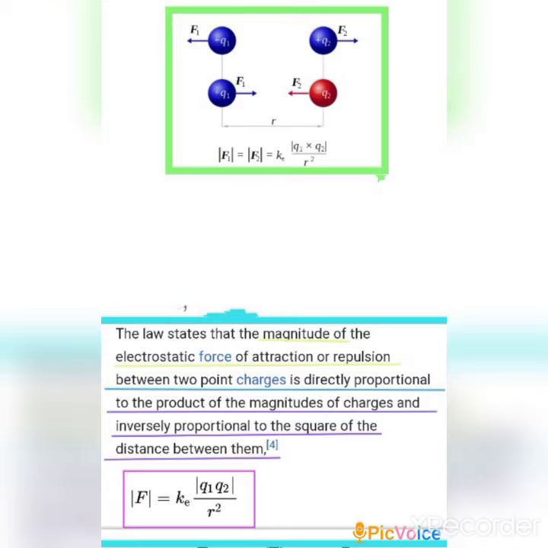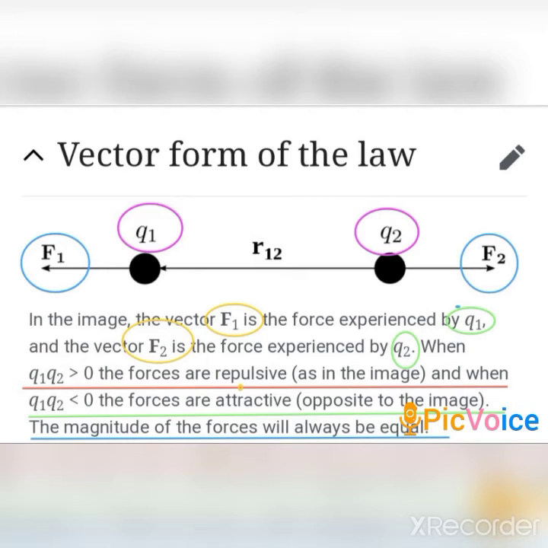So we can say that this force is directly proportional to the product of the magnitudes of the charges. Product of the magnitudes of charges means plus q and plus q, or plus q and minus q. These are the magnitudes of the charges. The second law says that the force is inversely proportional to the square of the distance between them, that is, between the two charges. In vector form, F1 is the force exerted by Q1 and F2 is the force exerted by Q2.